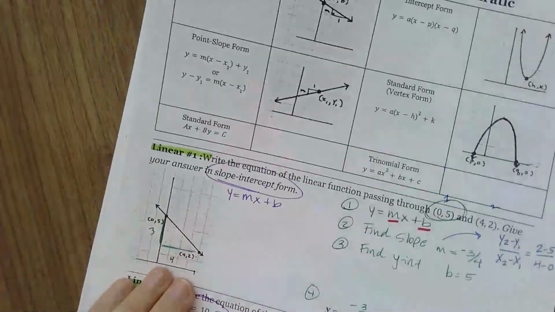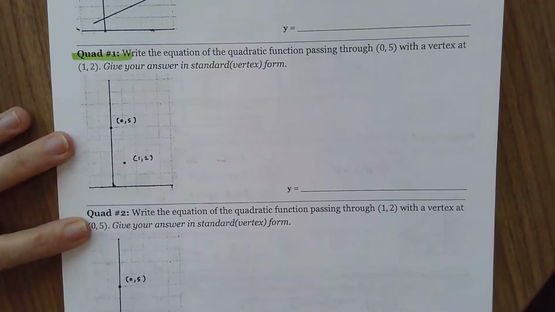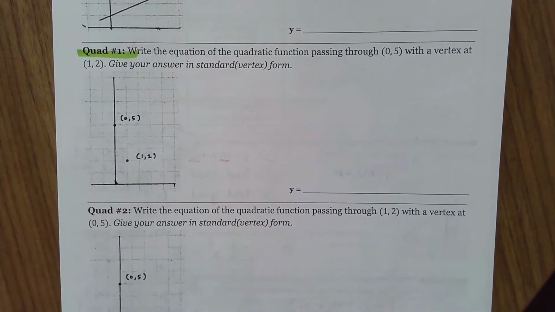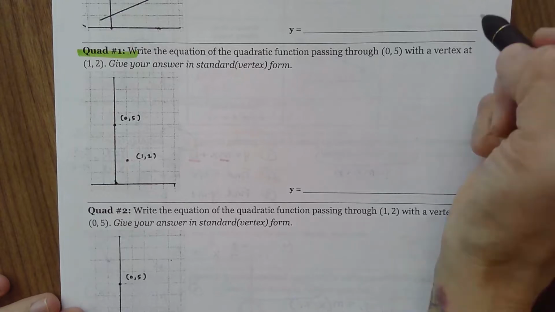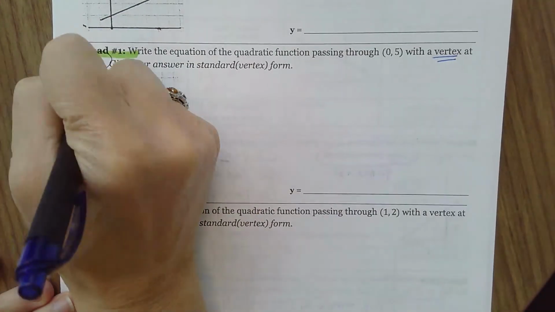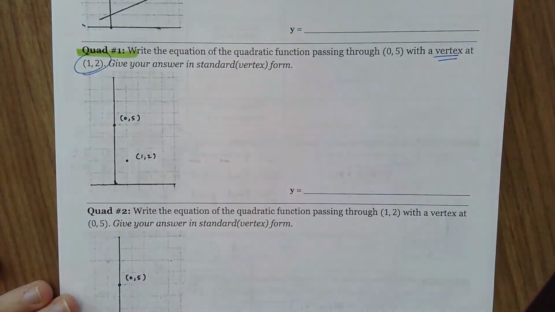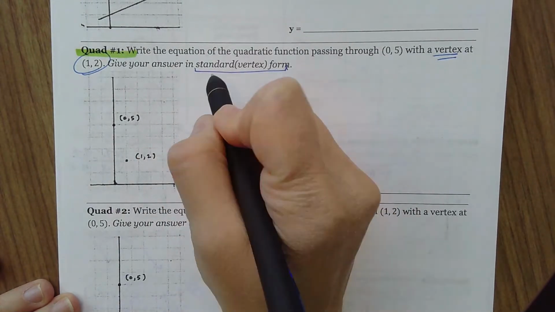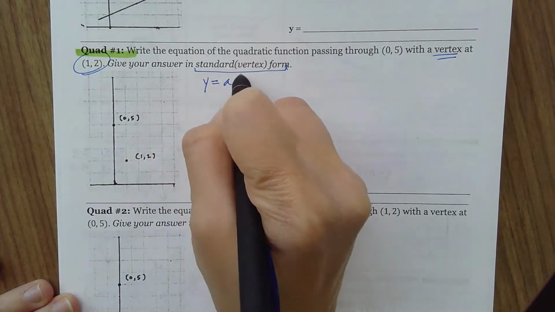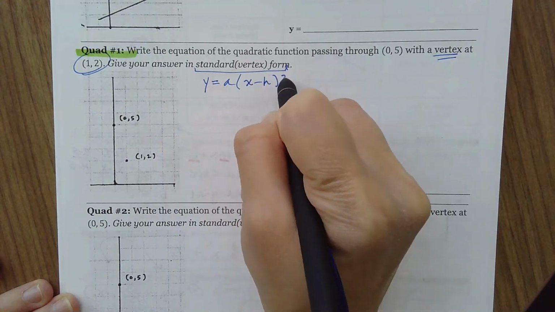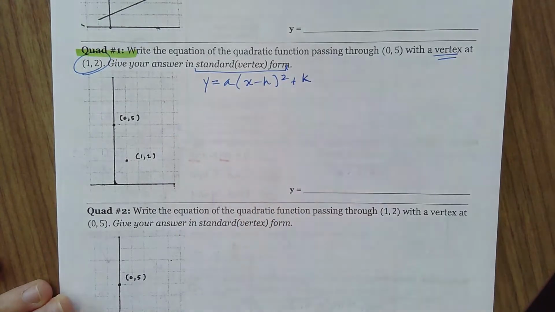So turn the page to page 15, where it says quad number 1. All right, write an equation of a quadratic function passing through the point 0, 5, and with a vertex at 1, 2. Give your answer in standard or vertex form. So again, remember I said how they write it as standard form, we call it vertex form.